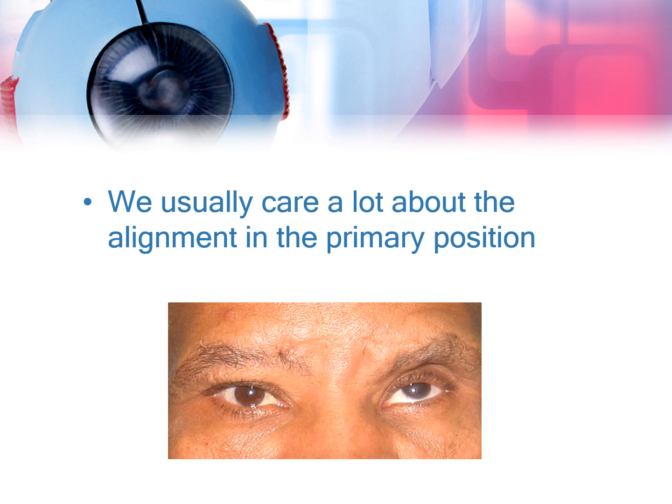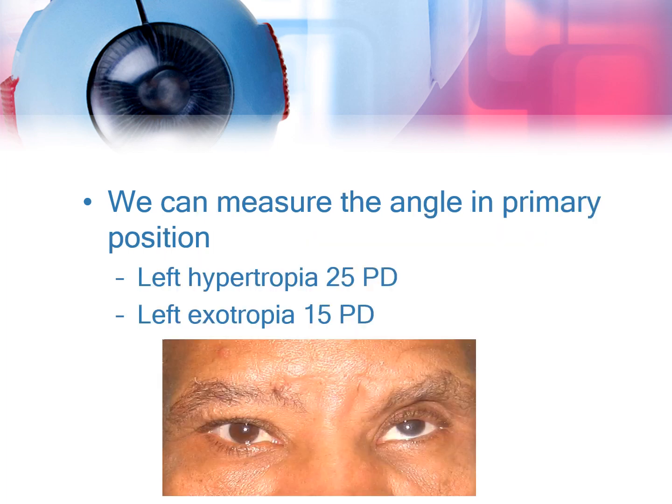The primary position is probably the most important position of gaze. We can measure the angle of deviation in the primary position using different methods such as prism and cover test, and then conclude that this patient has left hypertropia of 25 prism diopters and left exotropia of 15 prism diopters.